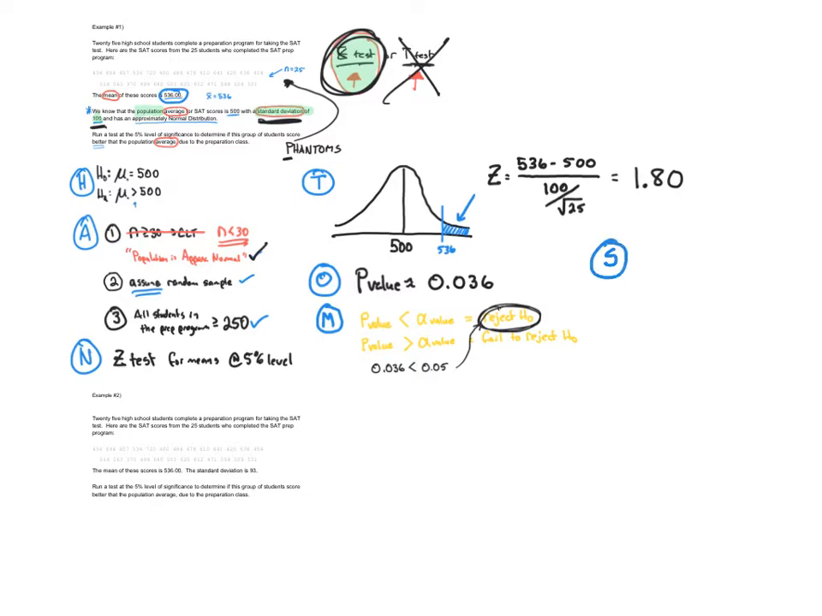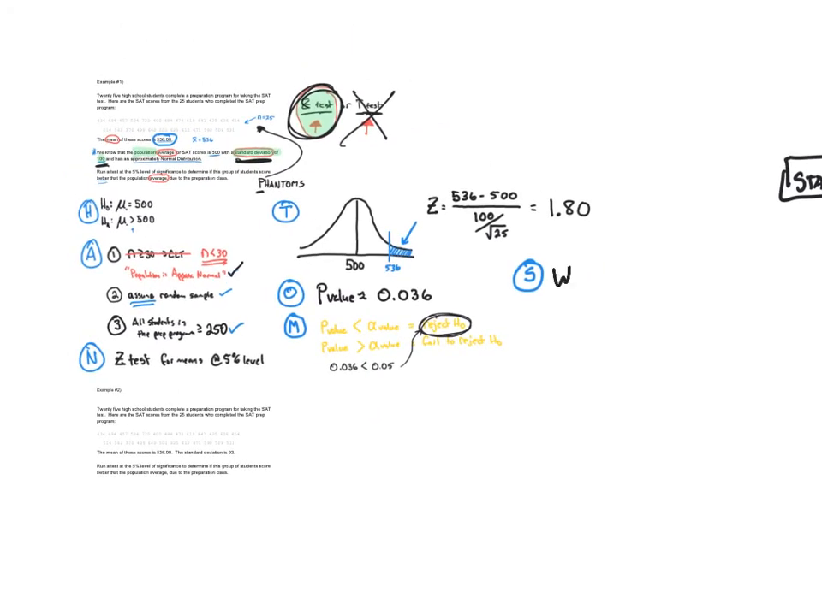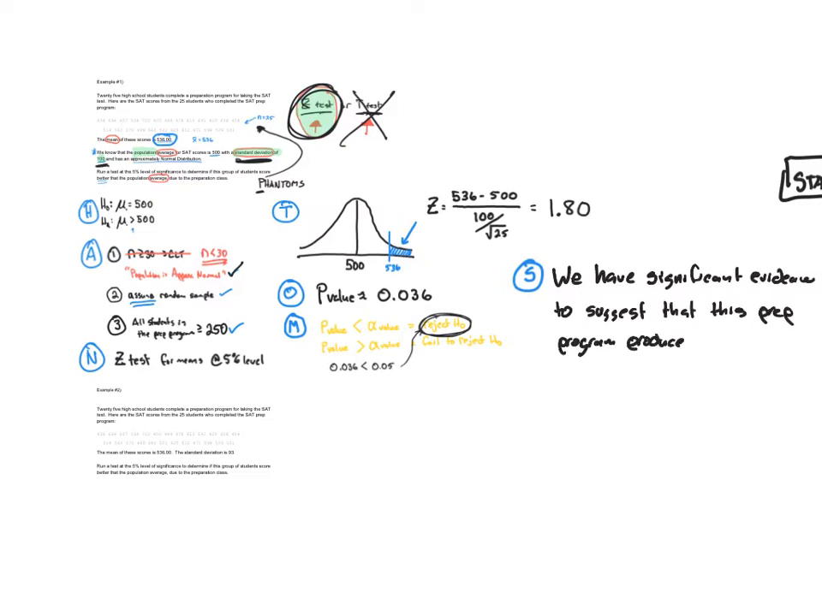And then let's summarize. So again, here's kind of your summary. We have significant evidence to suggest that this prep program produces an average score better than 500. And done, right? That would do it right there. So that is what we're going after, right?